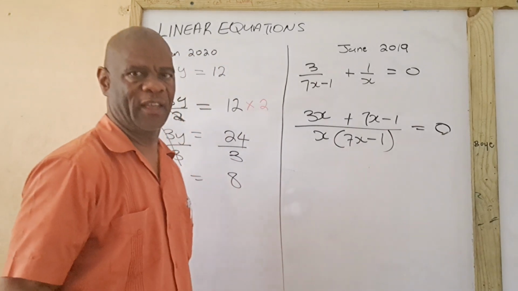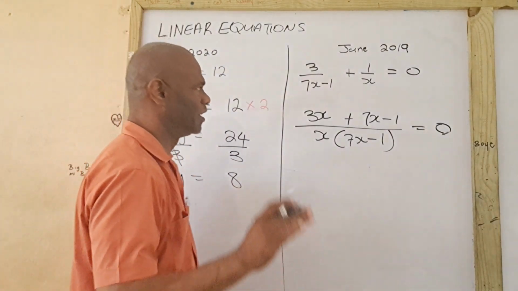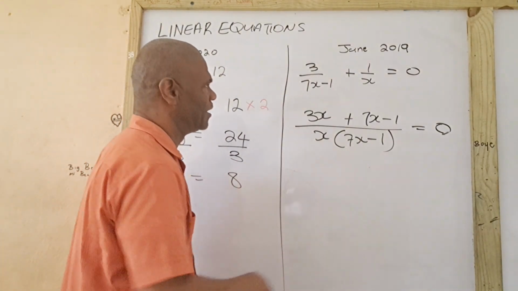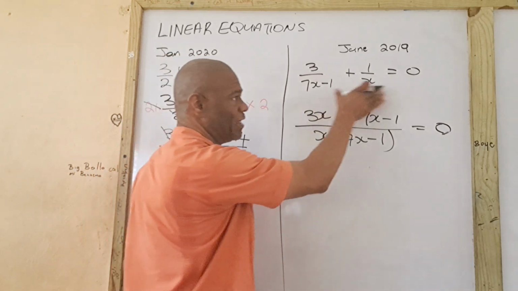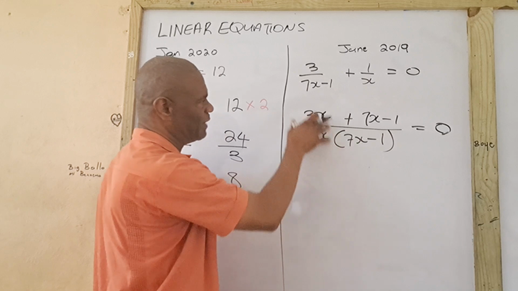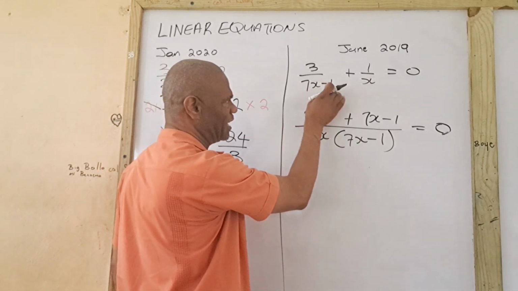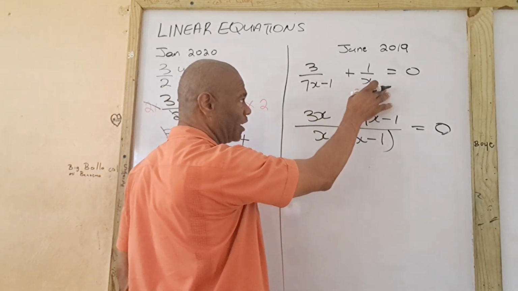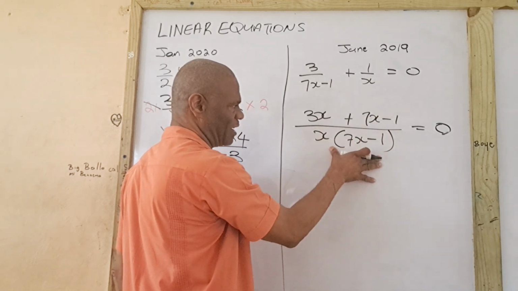Alright? Now try to follow. So if we just back up a little, it's a fraction. We must find the LCM, or the least common multiple. The least common multiple here would be 7x minus 1 times x. That's it right there.